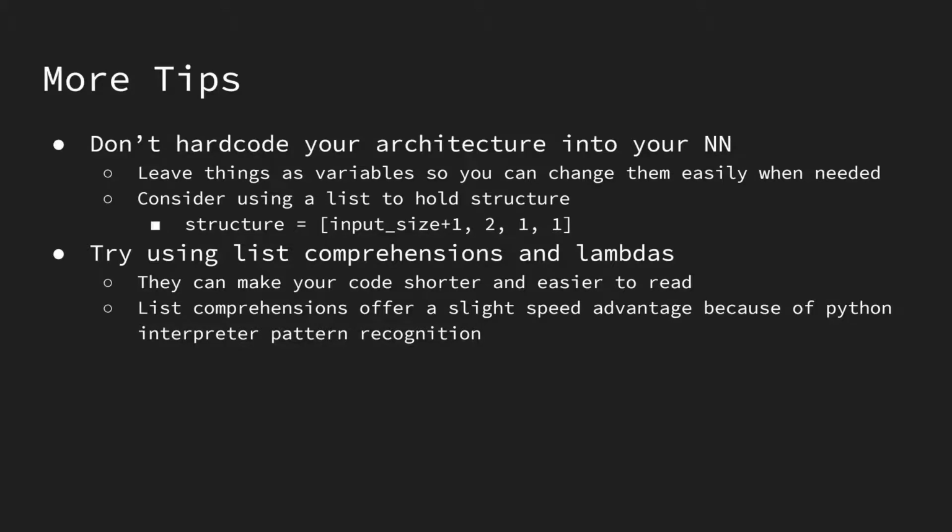Then one other tip is to try to use list comprehensions and lambdas where they work. For one, they can make your code more visually appealing by making your code shorter and easier to read. But actually, list comprehensions offer a slight speed advantage because the Python interpreter is able to see patterns. It's able to see that there's a list comprehension, and that reduces how long it'll take to run, because it's able to recognize that pattern.